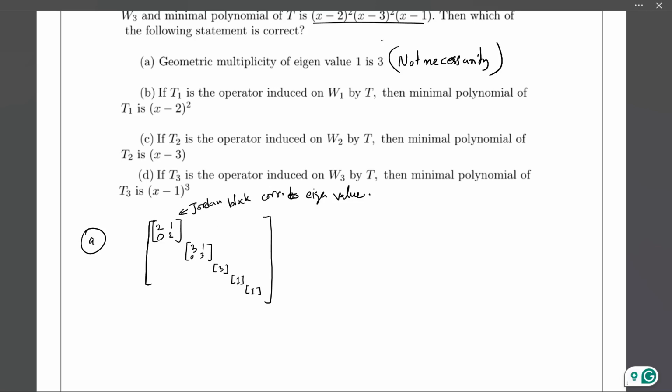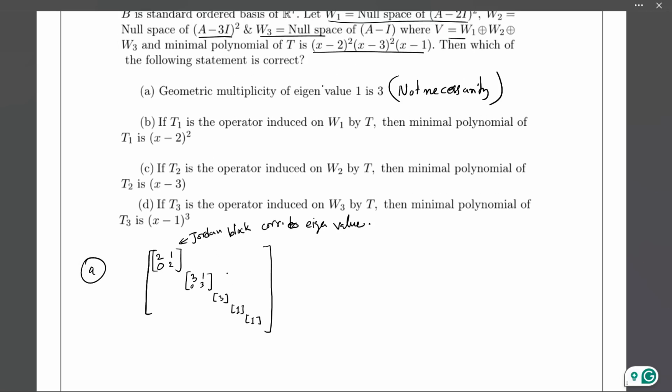Why is it 2 cross 2? Because in the minimal polynomial we have this power 2. Why does 3 come in 2 cross 2? Because the minimal polynomial has power 2. Any other things which come are 1 cross 1. That's all. So this is one possible matrix. And this says the geometric multiplicity of 1 is what? 2.